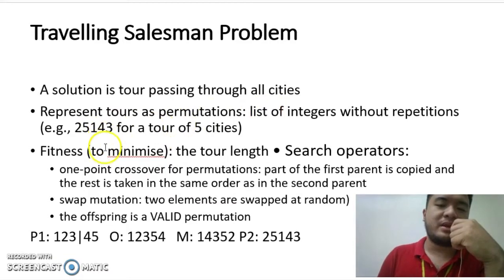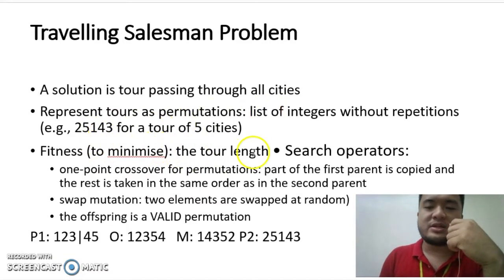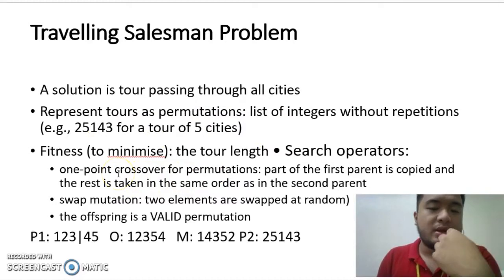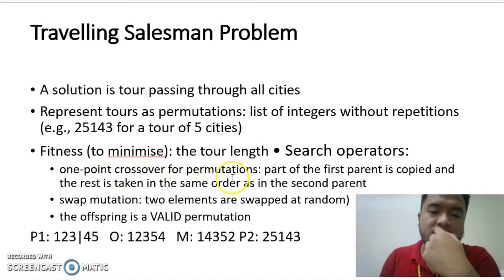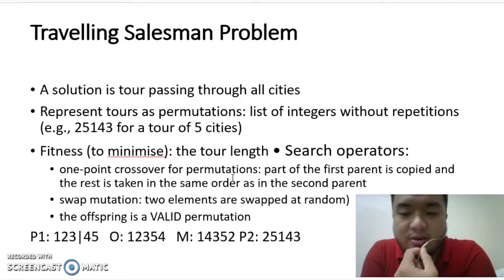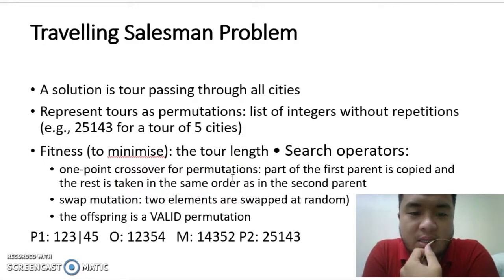So fitness is to minimize the tour length. Search operators: one-point crossover for permutations, where part of each parent is copied and the rest is taken in the same order as in the second parent. Swap mutation: two elements are swapped at random. The offspring is a valid permutation.